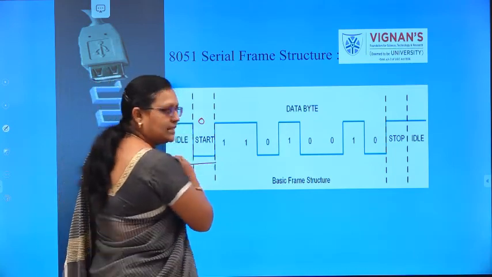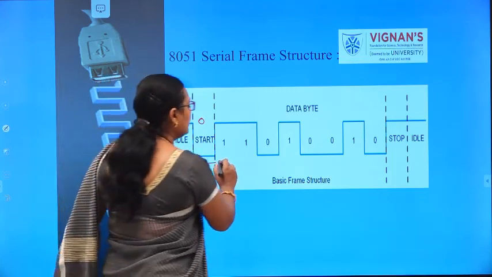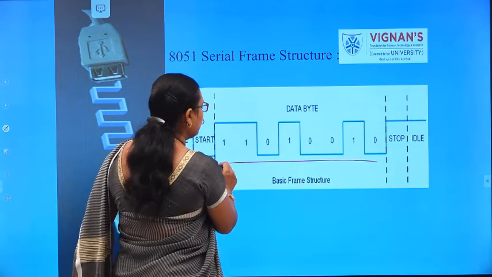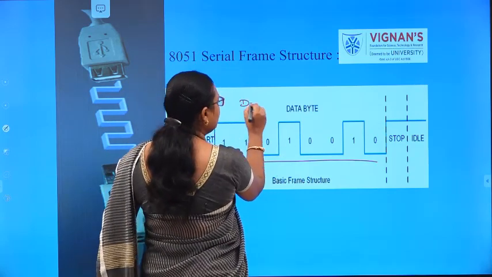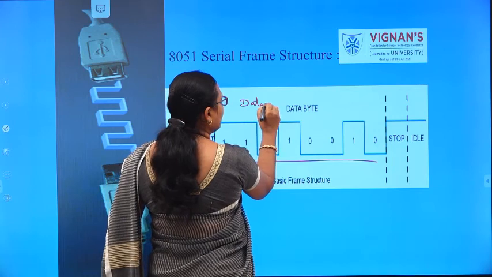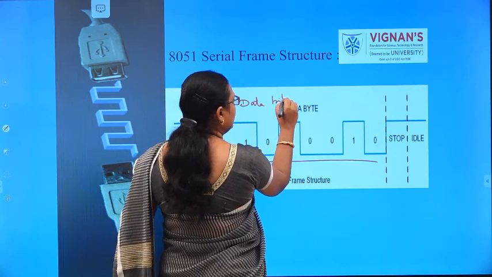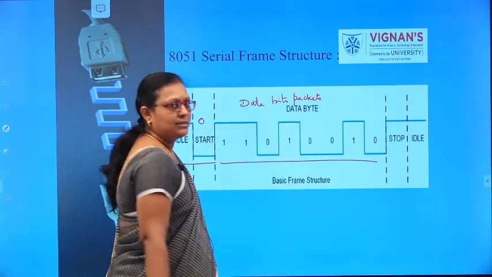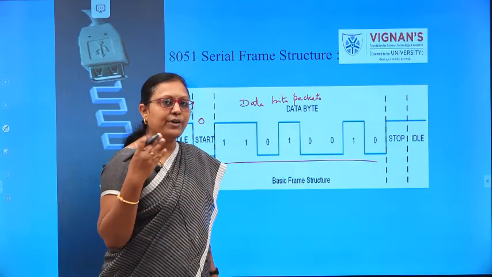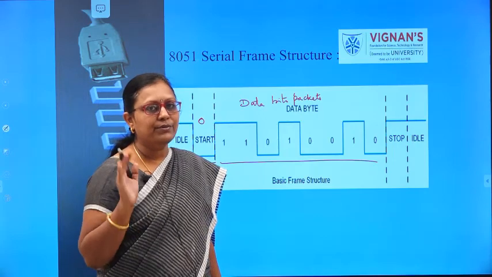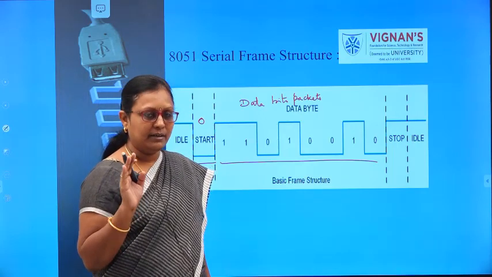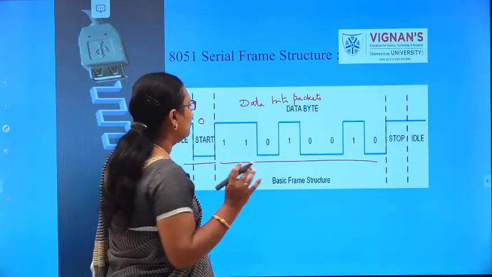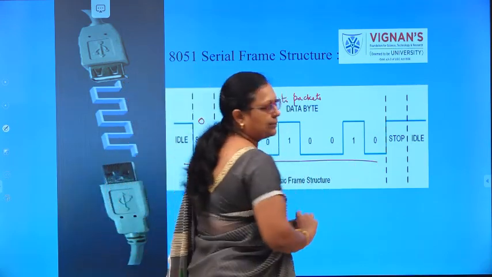Now following the start bit, you will get nearly 5 to 9 data bit packets. This part is called the data bits. It will consist of 5 to 9 bits. Most probably we will send 8 bits of data in this data packet, so it consists of 8 bits.